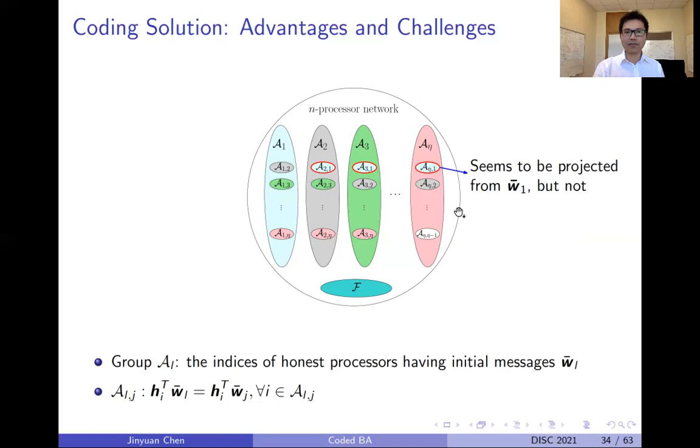Our goal is to control the size of all of those subsets to be small by using graph theory and linear algebra. Specifically, the parameter eta is controlled to be small by using graph theory, and the size of each subset is controlled to be bounded by using linear algebra. This is the high-level insight of our protocol design.